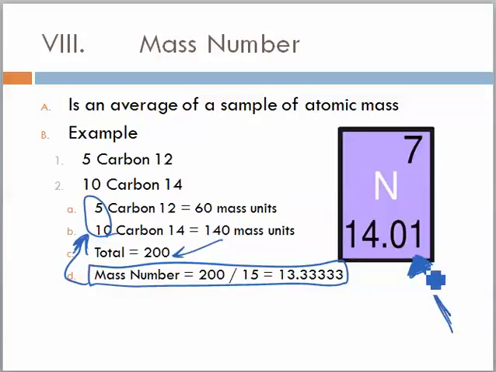This over here, this is the specific number for all of the different isotopes. Right? If you do this exact same math for all of the isotopes, nitrogen is going to have a number of 14.01 is what its mass number is.